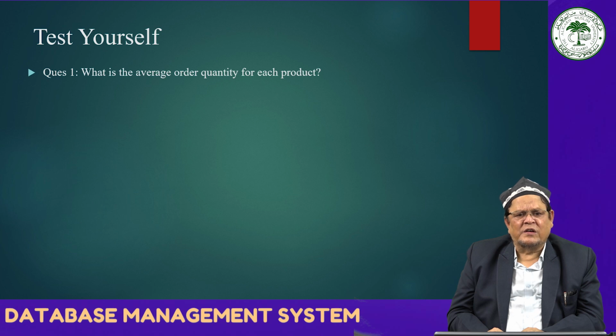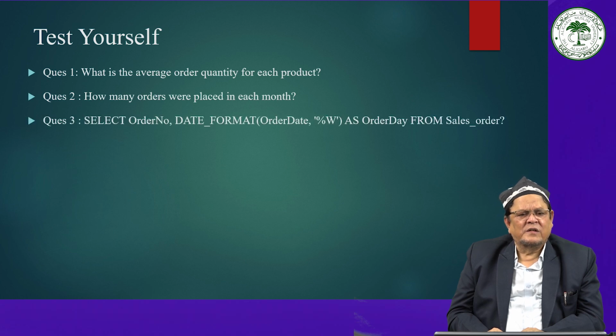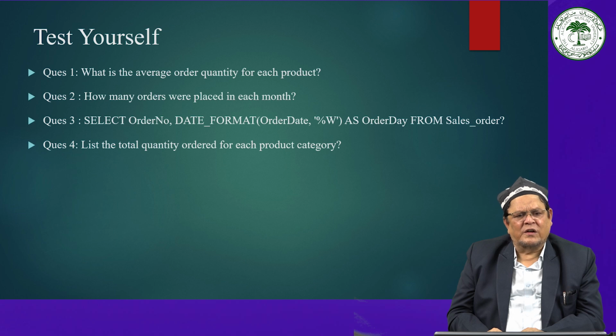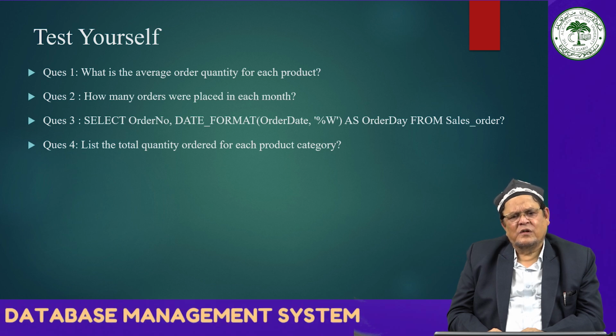The first question is, what is the average order quantity for each product? Next is, how many orders were placed in each month? Select order date, format, order as month. So what is the meaning? And then the last question, list the total quantity ordered for each product category. There are 4 questions which are based on this lecture, and you can solve these questions at home.